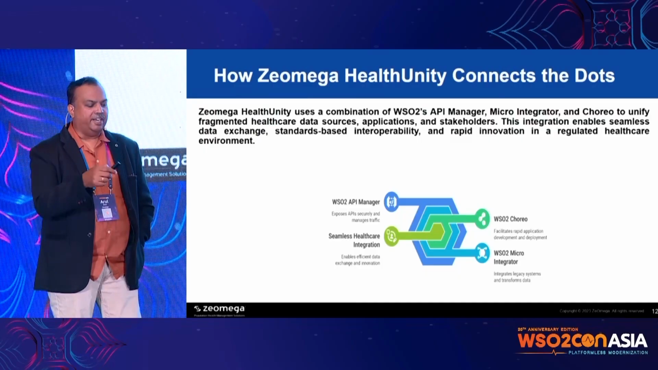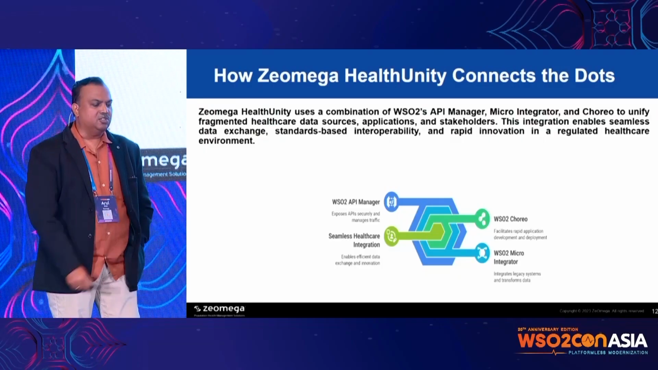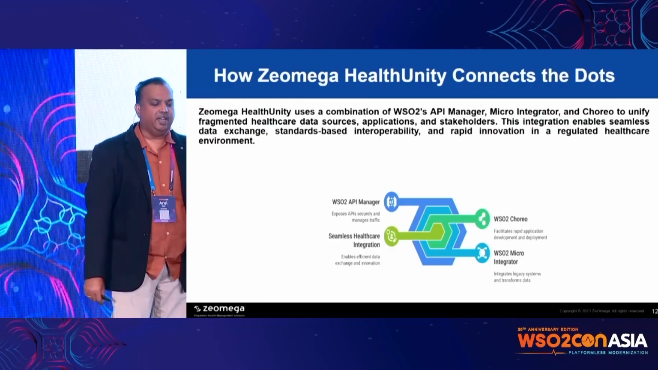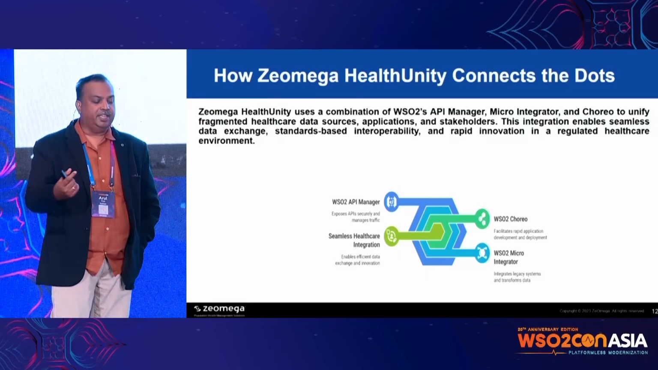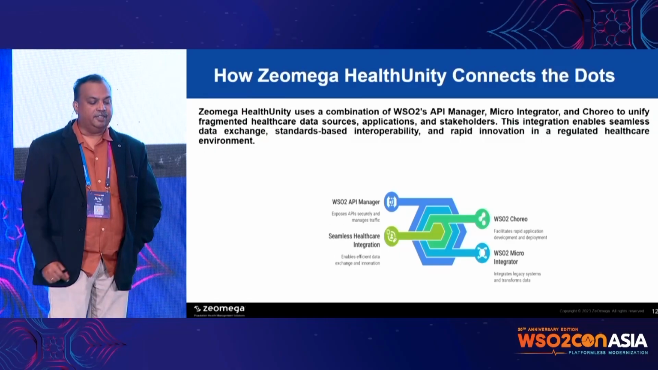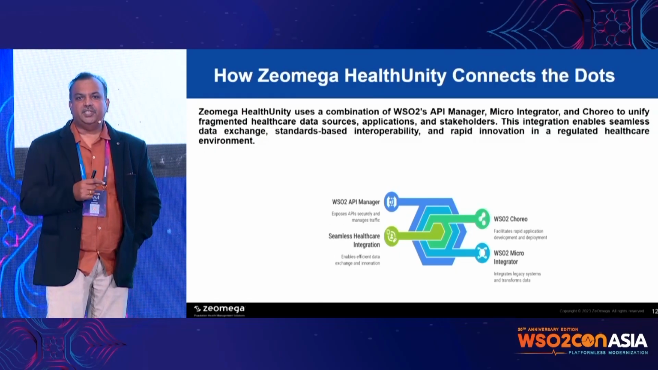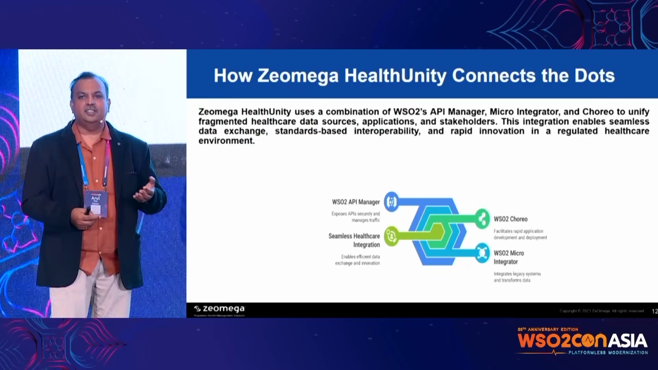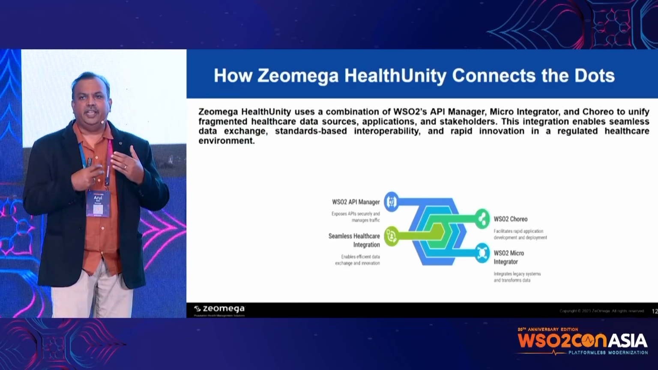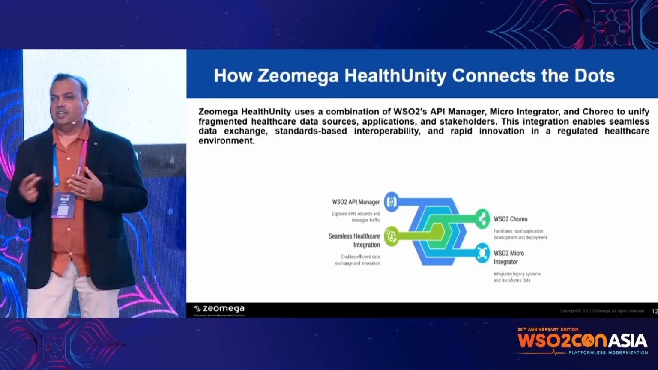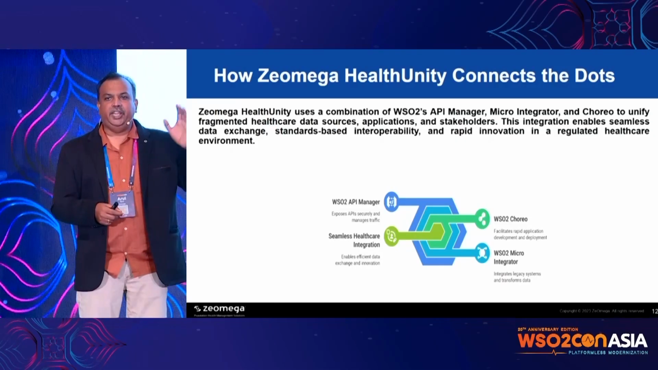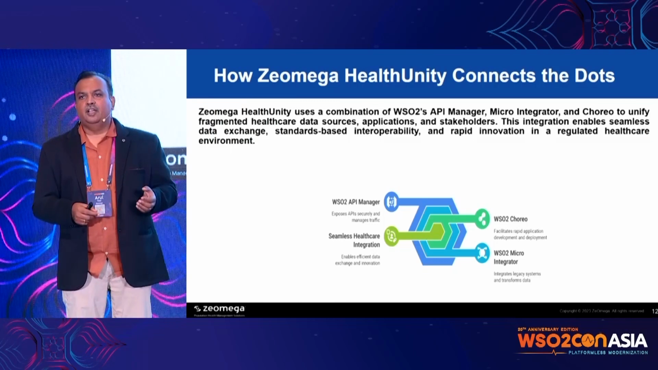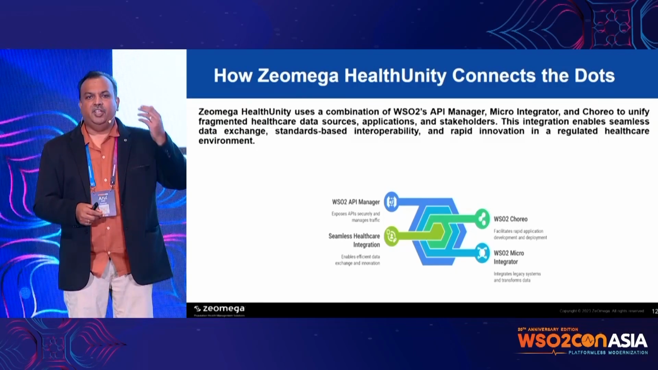And that's what I was trying to explain previously, how Omega Health Unity connects the dots, right? With leveraging the API Manager and the Micro Integrator. So basically what we are trying to do with the API Manager is authorization and authentication, even though clients have different kinds of IDP, and it connects, authorizes and authenticates. That's the API gateway. And we have rate limiting, and we have an SLA.